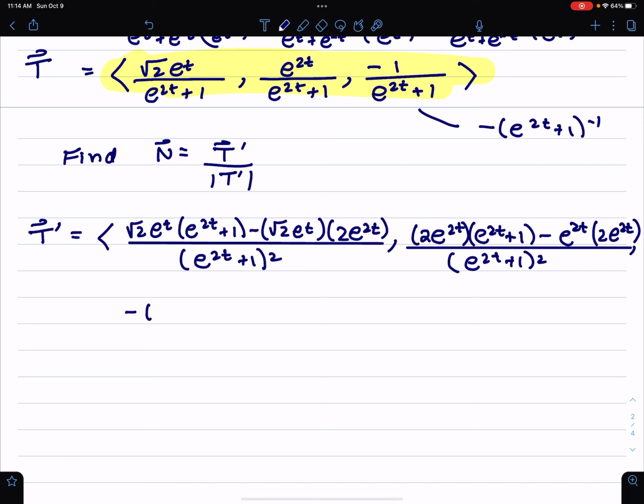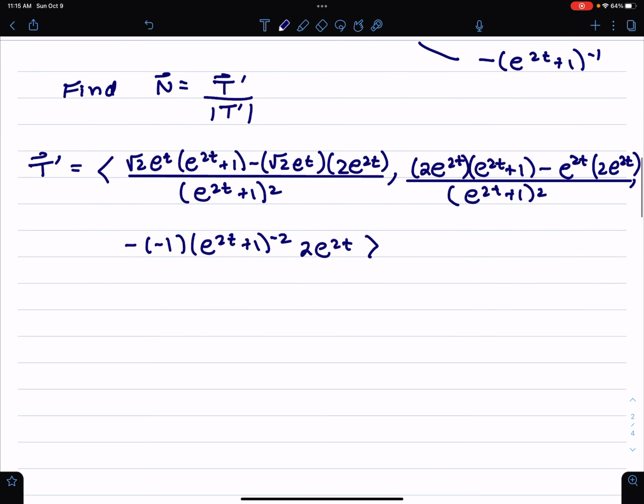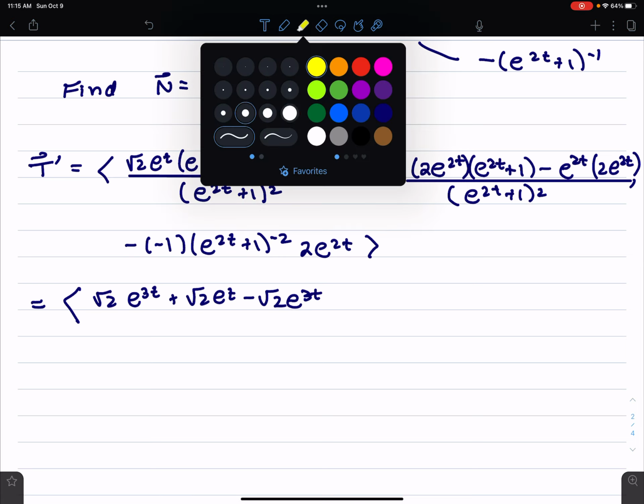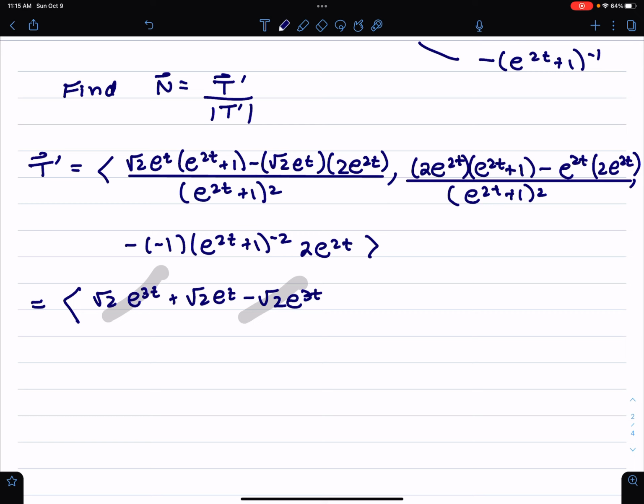So the derivative is going to be negative of negative 1 times e to the 2t plus 1 to the minus 2. So I'm using the chain rule here, and then you take the derivative of what's inside, and that's 2e to the 2t. So what a lot of stuff here. All right, and then I have to make sure I didn't make a mistake. But anyway, the distributive property gives square root of 2 e to the 3t plus square root of 2 e to the t minus square root of 2 e to the 3t. So always satisfying to cancel things out. Those two cancel. Divide by e to the 2t plus 1 squared, comma.